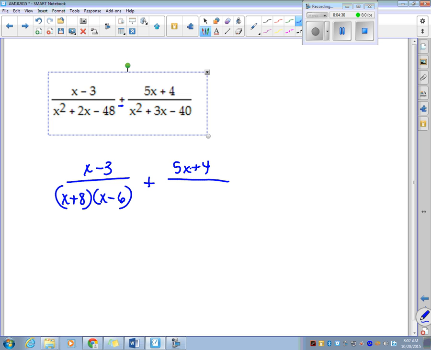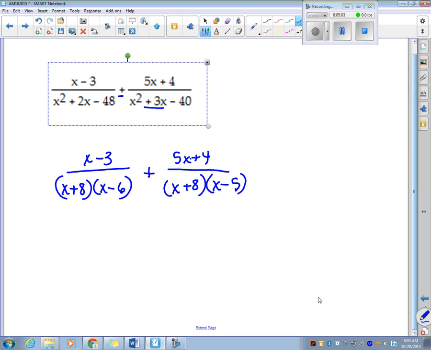Now let's factor this one. It is x plus 8 and x minus 5. Again, the 8 is the positive one because this term is positive. Now, these two have a common factor. The common factor is x plus 8, right? So the least common multiple of all three of those factors is the product of those three factors.